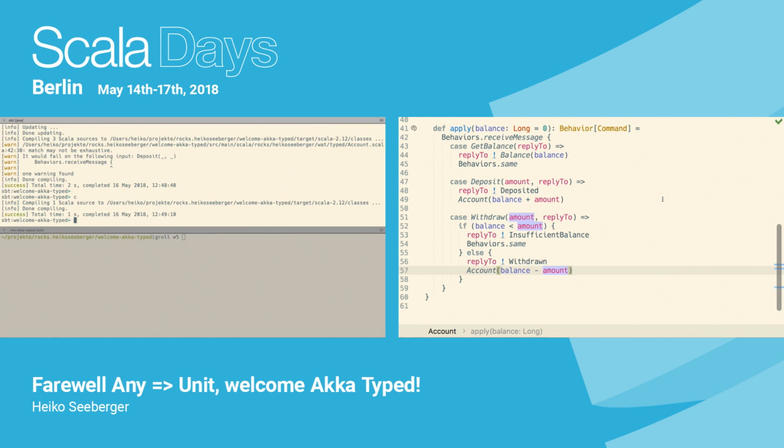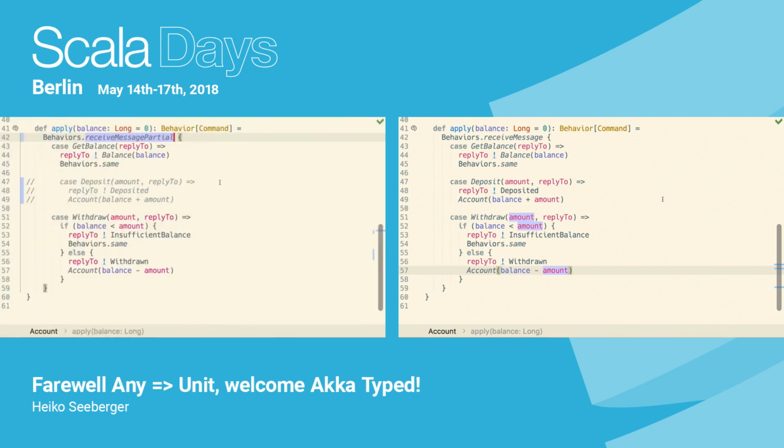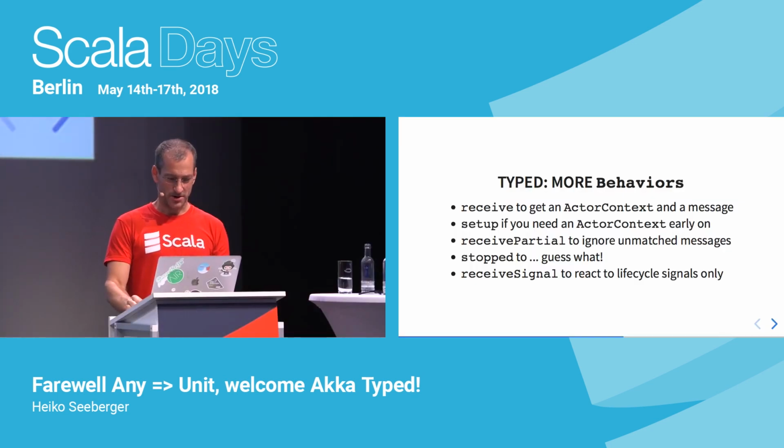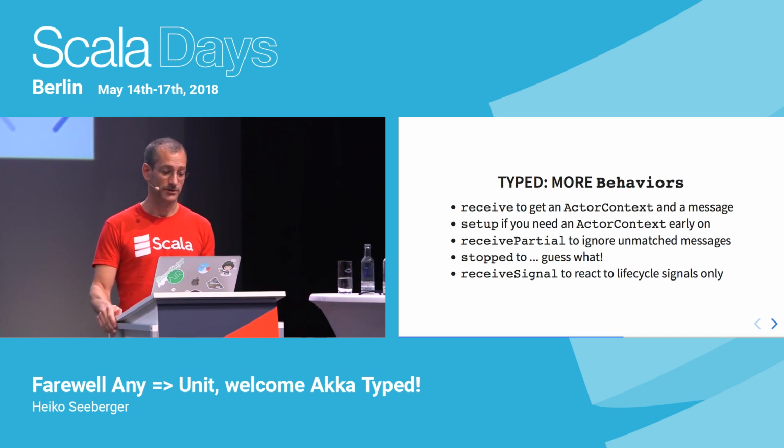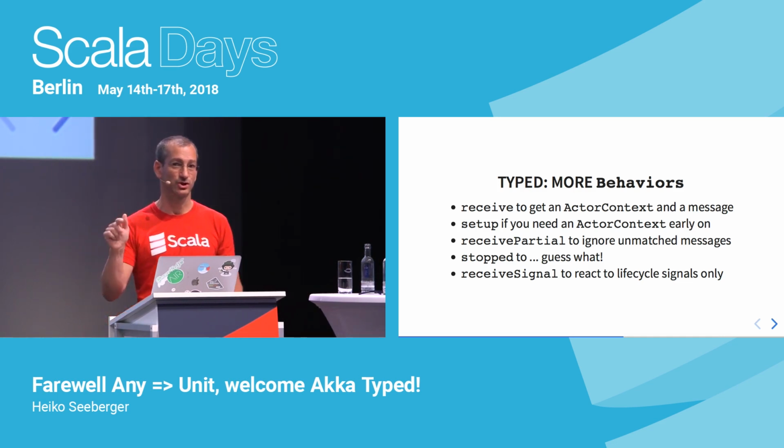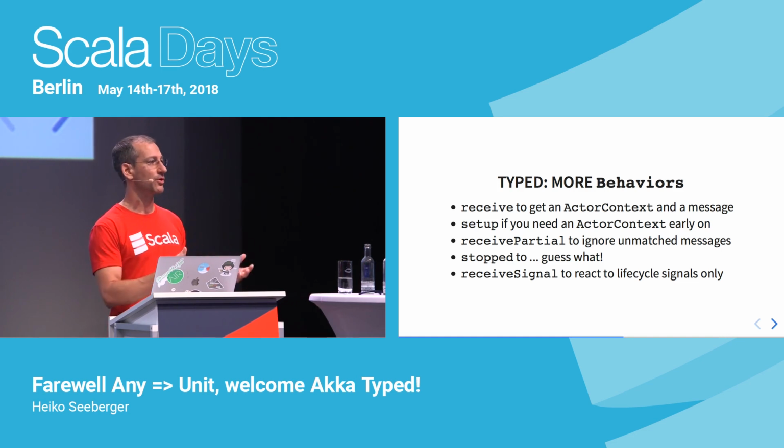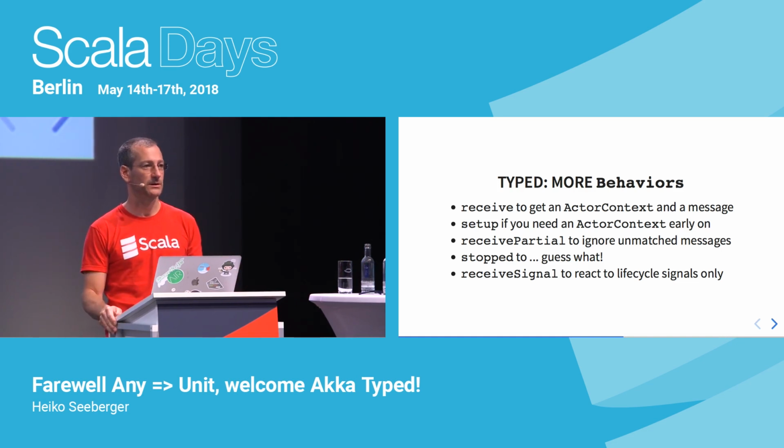So I'm always a little bit unsure, if I add the partial, is it necessary? Sometimes it's necessary. All right, stopped. Well, guess what behavior stopped will do? That's the way to stop an actor, or for an actor to stop itself. In Akka Typed, you no longer can stop arbitrary actors. So you can use context to stop a child actor, or you can just return stop behavior to stop this actor, and that's it. And there's also receive signal to just receive lifecycle signals.